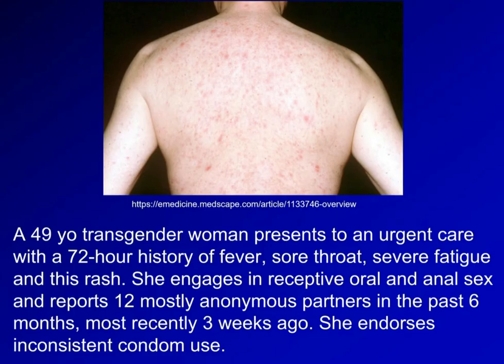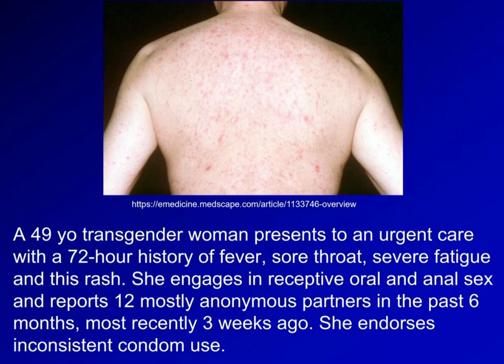A 49-year-old transgender woman presents to an urgent care with a 72-hour history of fever, sore throat, severe fatigue, and this rash. She engages in receptive oral and anal sex and reports, well, mostly anonymous partners in the past 6 months. Most recently, 3 weeks ago, she endorses inconsistent condom use.